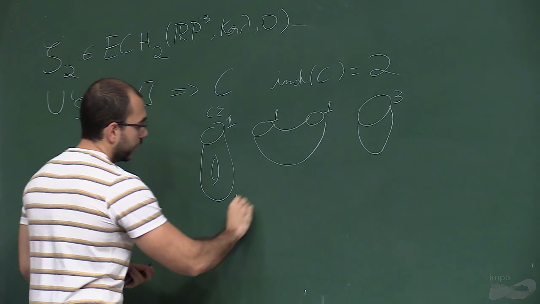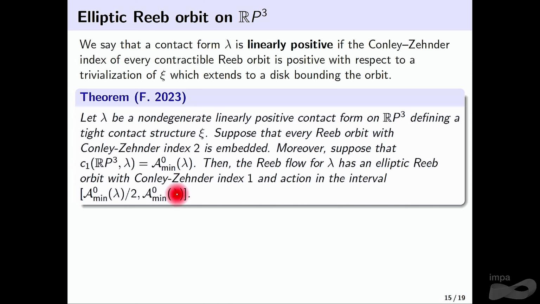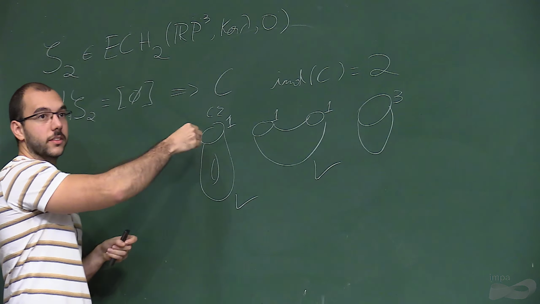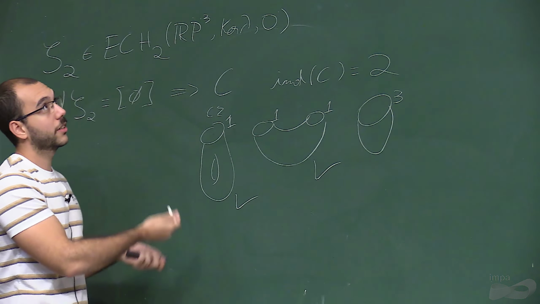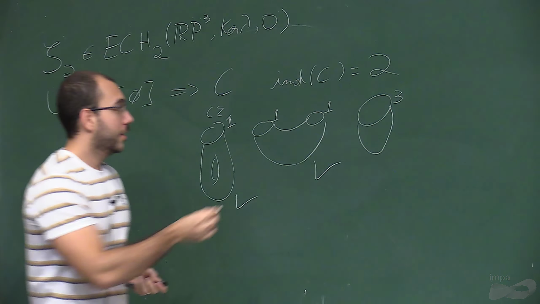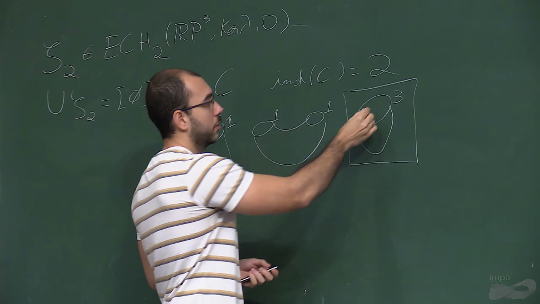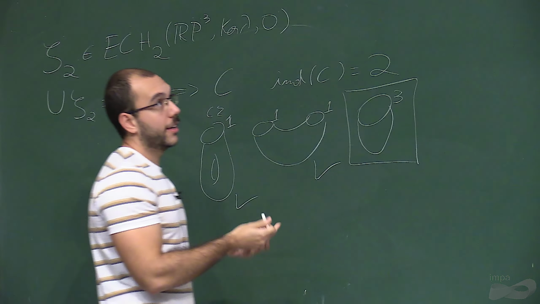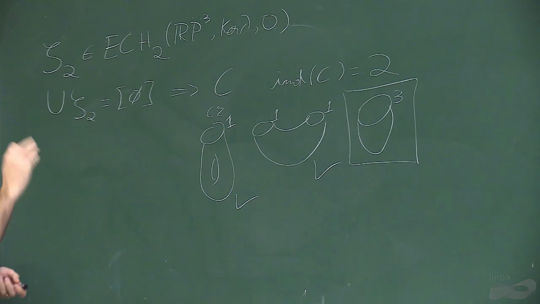For the first and second cases, we are okay because of the hypothesis on the Conley-Zehnder index 2 orbits. I mean, if the orbit were hyperbolic, you could go around it twice and obtain an orbit which is not embedded but has Conley-Zehnder index 2. But for the third case, we need to conclude that the orbit is multiply covered, and hence it must be elliptic. The action I can explain later.